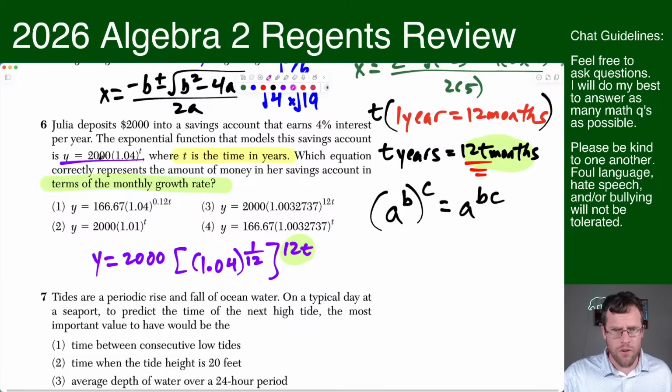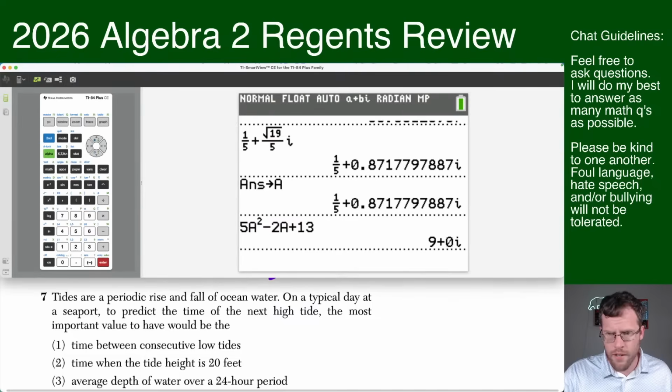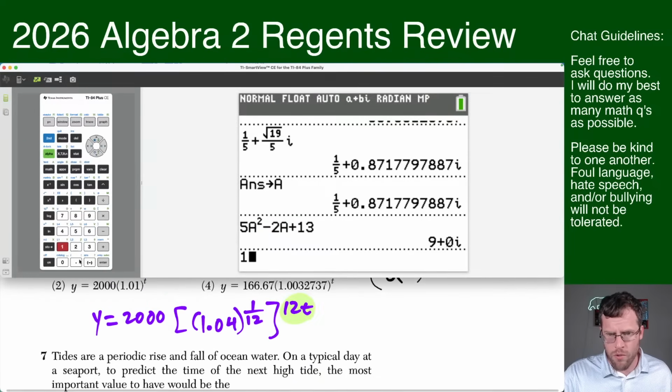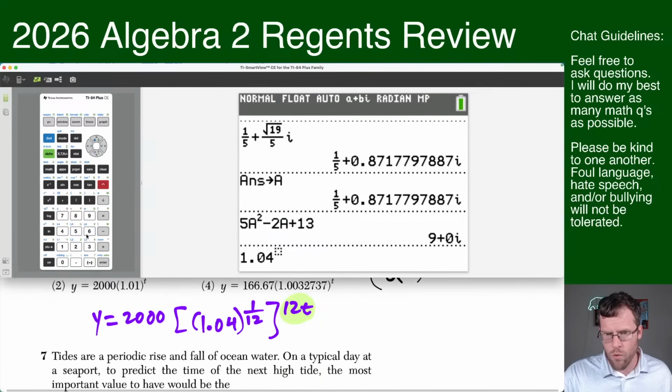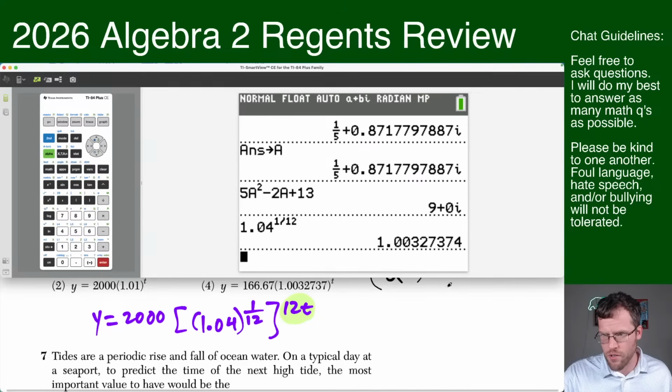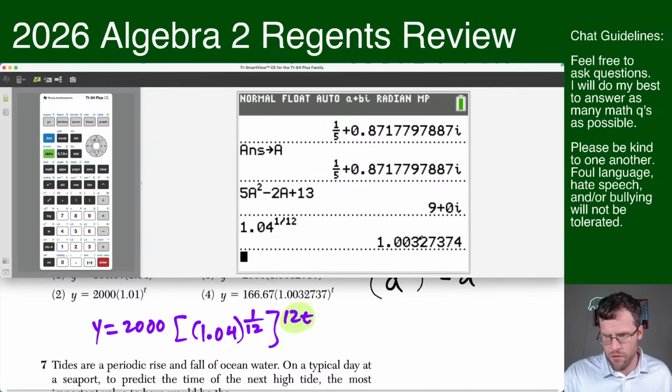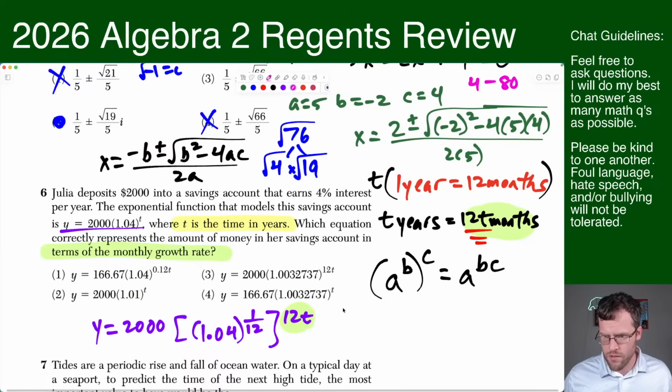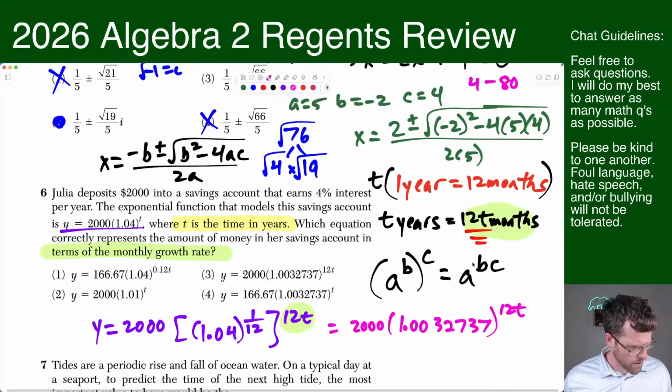Okay, so now you just go to the calculator and find the new base here. So I'm going 1.04 to the 1/12th power. Press enter, and it's this number here: 1.00327737. Okay, so that's going to be our base. So this tells us this is equal to 2,000 times 1.00327737 to the 12t power. Okay, and then you scan the answer choices. This matches up with choice 3.